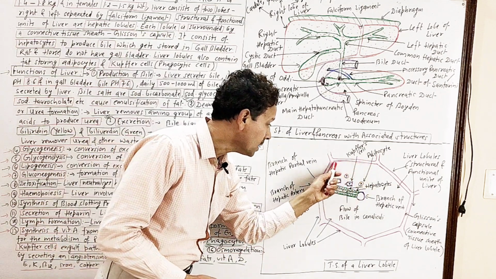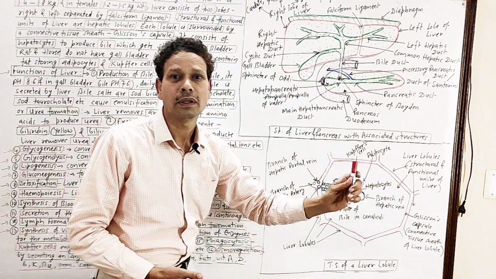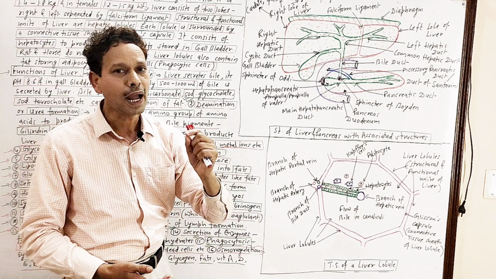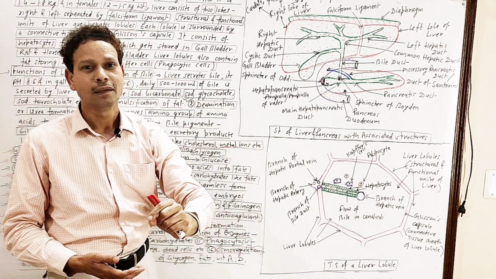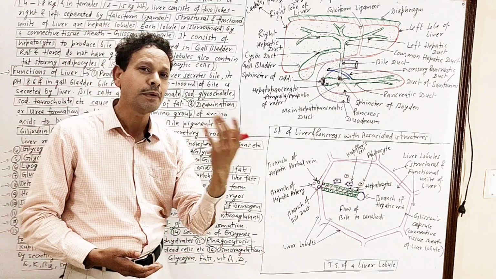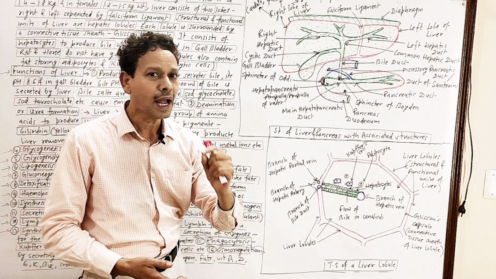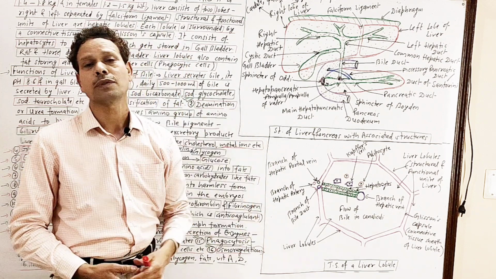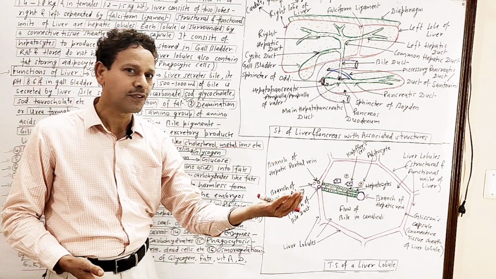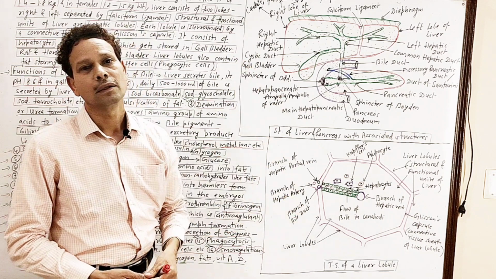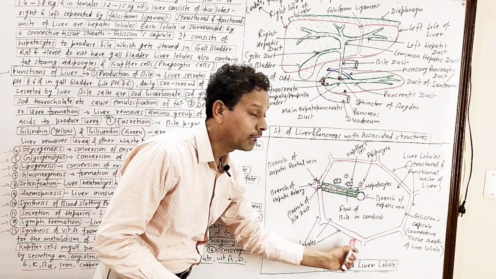What did I say? This hepatic lobule is surrounded by a sheath which is made up of connective tissue, that is the connective tissue sheath, and that sheath is Glisson's capsule, which is a characteristic feature of mammalian hepatic lobules.